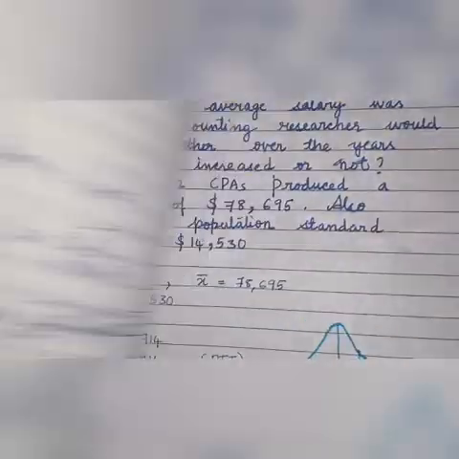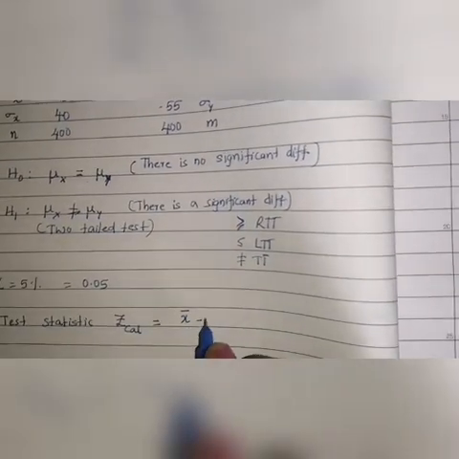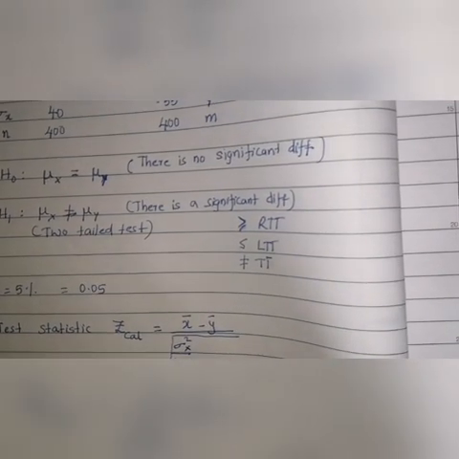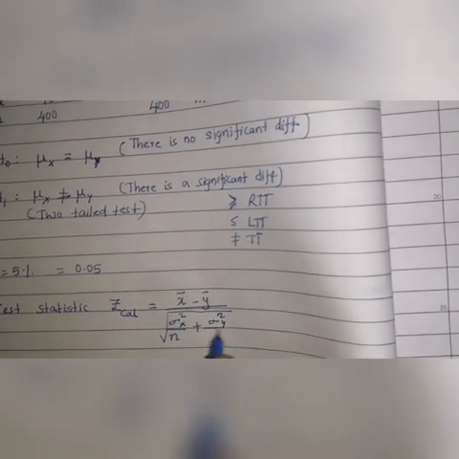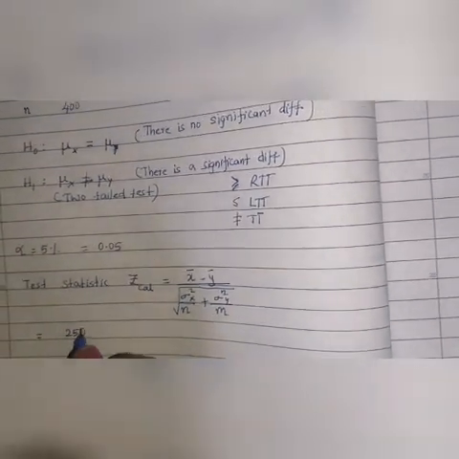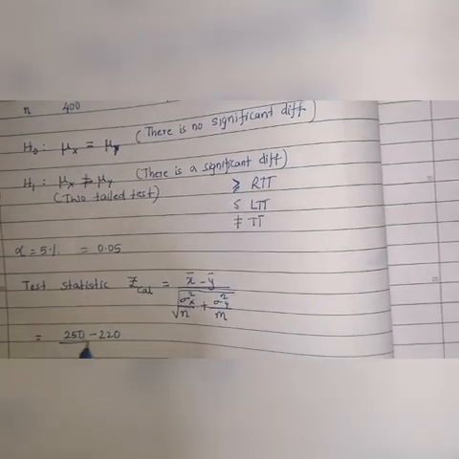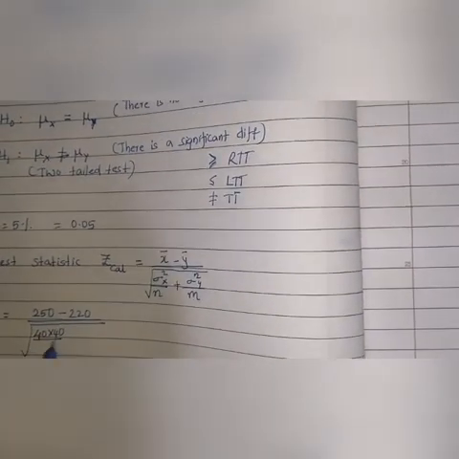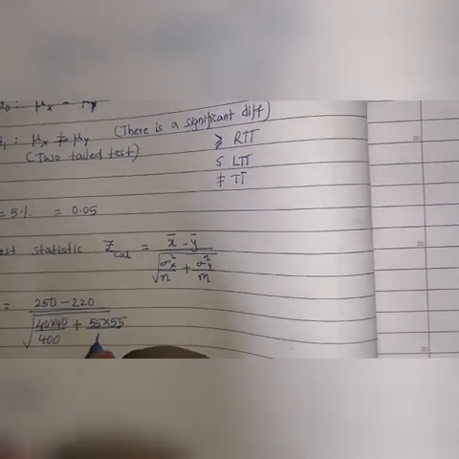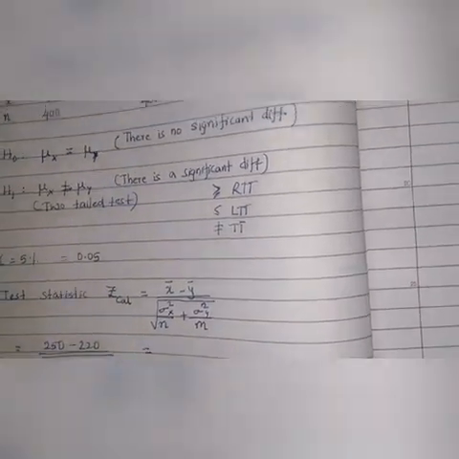Let us write down the test statistic here. Z-cal is equal to x bar minus y bar divided by the square root of sigma x square by n plus sigma y square by m. Let us substitute the values. X bar is 250 minus y bar is 220, divided by the square root of 40 into 40 by 400 plus 55 into 55 by 400. Let us calculate the value now.